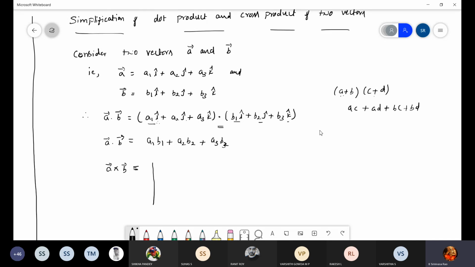We will write it between two determinant bars. Okay, determinant. In the first row you write the unit vectors i, j and k. Okay, in the second row the coefficients of the first vector. The first vector is A, its coefficients are A1, A2, A3. This is the second row. And in the third row, the coefficients of the second vector, that is B, the coefficients of the unit vectors i, j, k are B1, B2, and B3. This is the way we will calculate A cross B. And this is the way we will calculate A dot B. Got it? Any doubt?